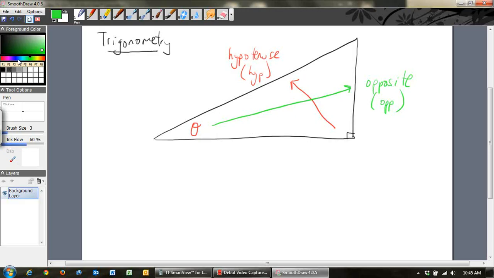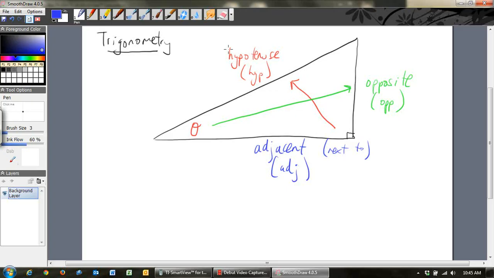The one that's left over we call the adjacent, and adjacent means next to, and adja for short. Okay, it means next to. Okay, adjacent to that side. So there are three sides, and you need to get used to knowing which side is which. I'll run through a couple of examples in a second.